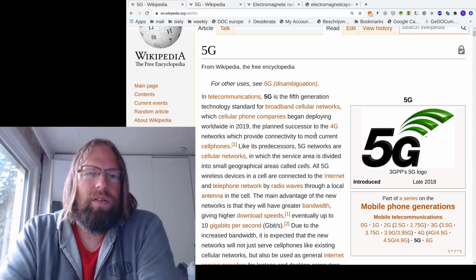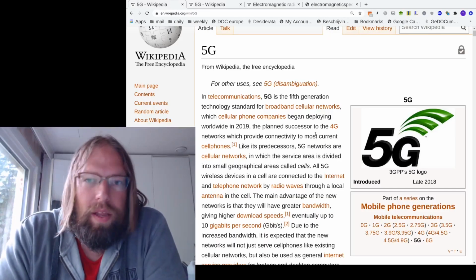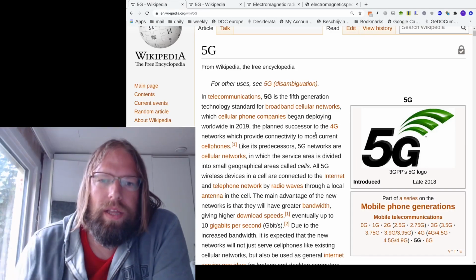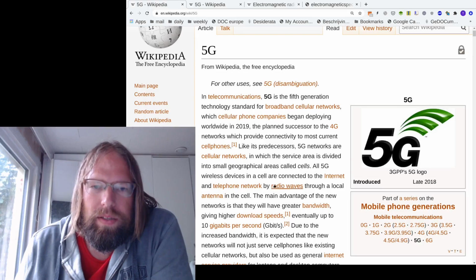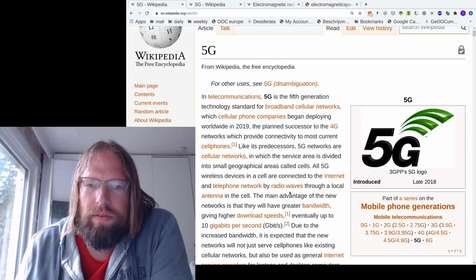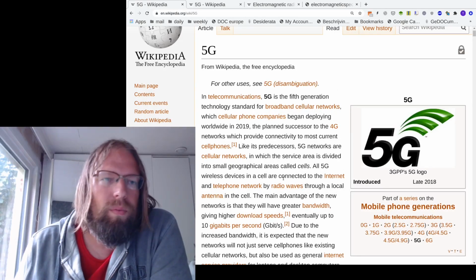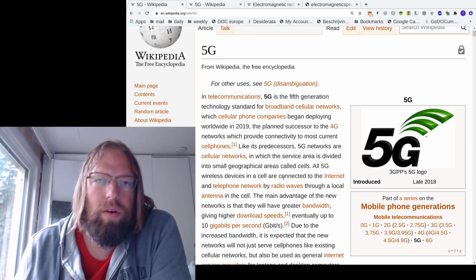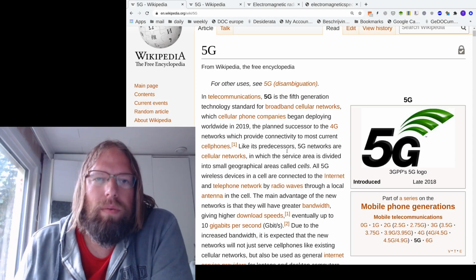A good place to start to learn about 5G is Wikipedia, as for many subjects. Here is the page about 5G, and there you can read here in the middle that 5G is actually transmitted by radio waves from one antenna to another. So then, of course, it remains to be seen what radio waves are. Radio waves are electromagnetic radiation.